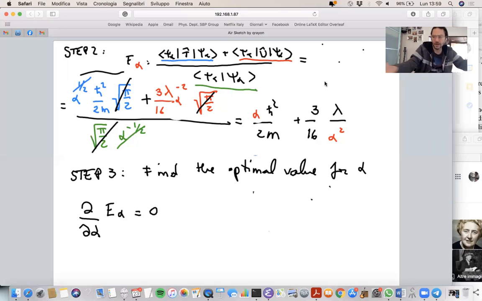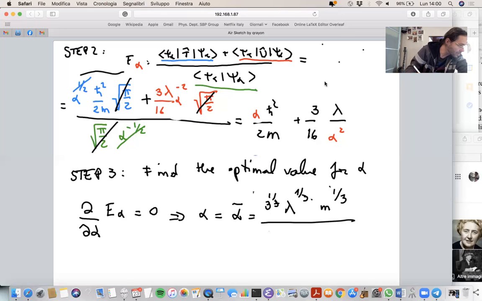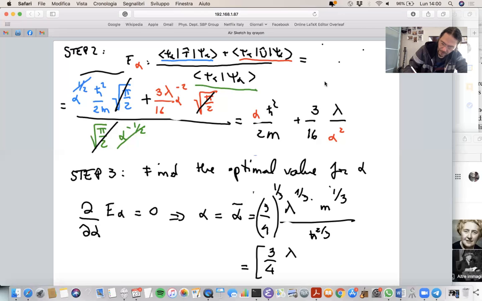And the only really workable solution is going to be the one that I'm going to write down for you, and it's one in which alpha is equal to some particular value, let me call it alpha bar, and it's going to be 3 to the 1/3, lambda to the 1/3, mass to the 1/3, divided by 2 to the 1/3, so we could say 3/4 to the 1/3, and h bar squared third, so in other words, 3/4 lambda mass h bar squared to the 1/3.